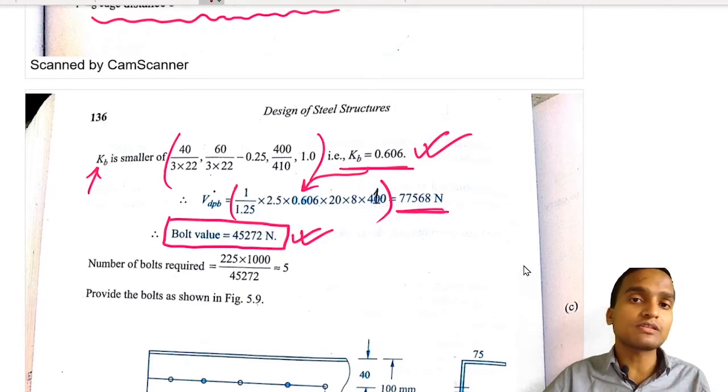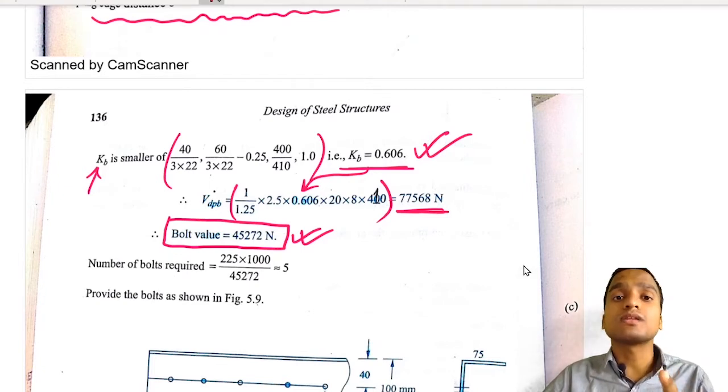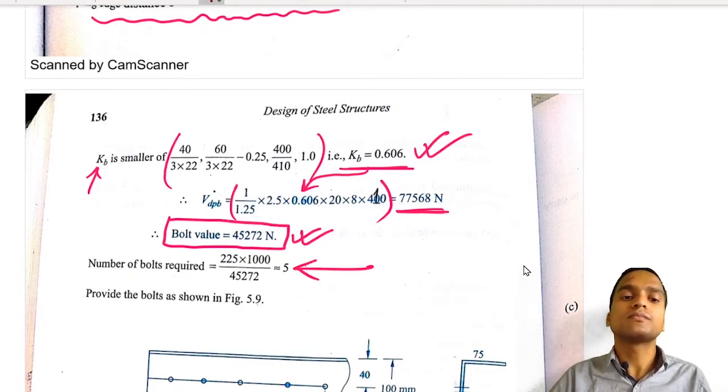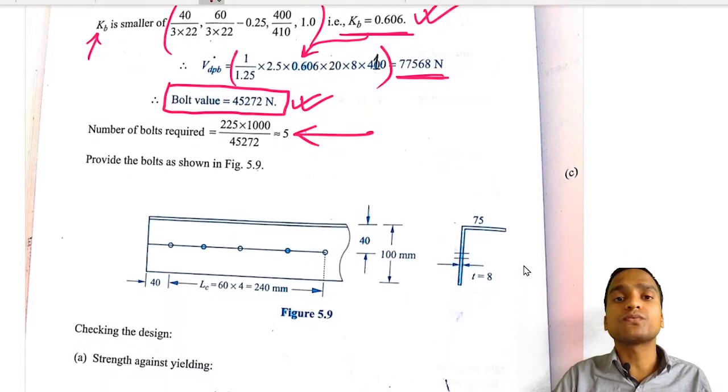So how many bolts are required to carry 225 kilonewton? We just have to divide the total factored tensile force acting on the tension member by the strength of one bolt, and this is rounded off to 5 bolts. So here we are going to use 5 bolts.